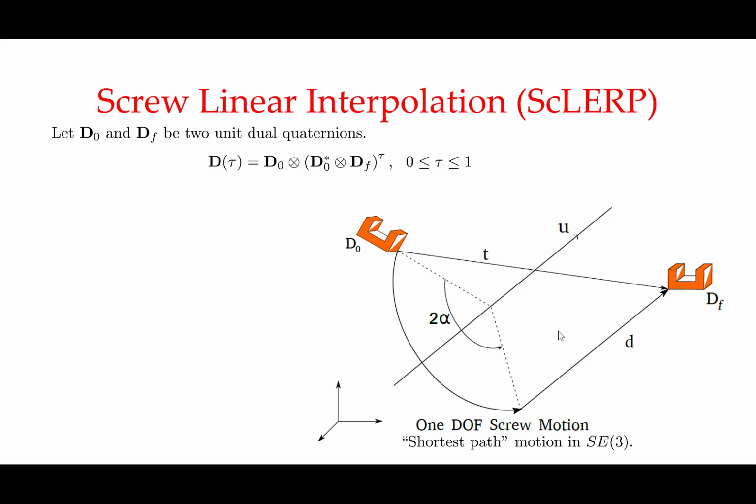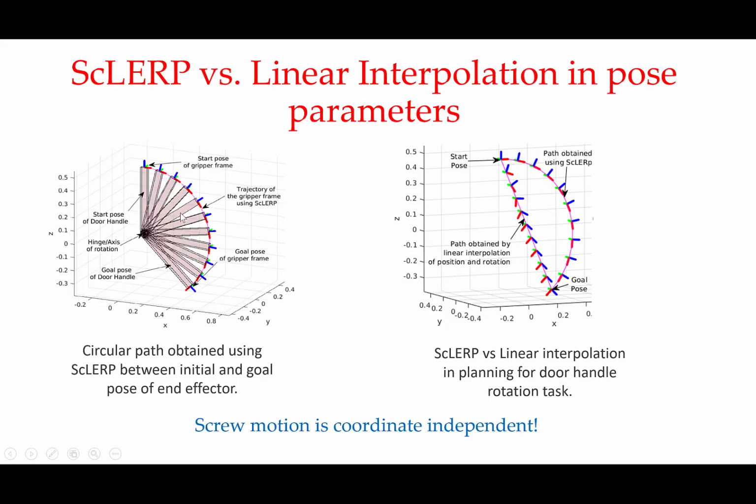One key feature of using screw motion for interpolation is that the motion generated is independent of the choice of the coordinate frame. Consider the example of turning a door handle, which is hinged at this point. The motion of the handle is purely rotational because there is a revolute joint here. If we choose the end effector initial pose and the goal pose as shown here, screw linear interpolation will give intermediate poses on the circle, which corresponds to pure rotation about the hinge. So the constraint that the hand should move on a circle because it is operating a hinged object is satisfied without any explicit enforcement, just by choosing the initial and the final pose.